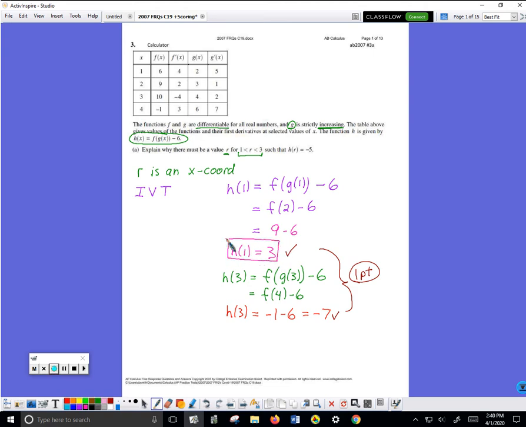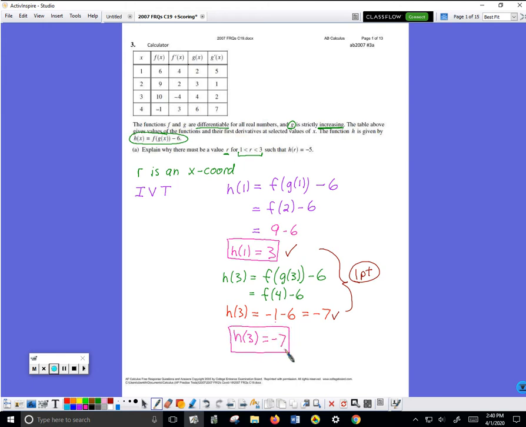Now we need to go find out what h of 3 is. So do the same thing. H of 3 will be f of g of 3, subtract 6. G of 3 is 4. So now we have f of 4. F of 4 is negative 1. So h of 3 is negative 7.